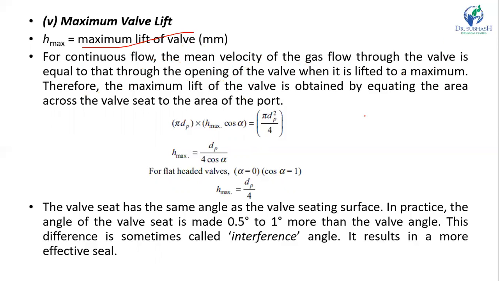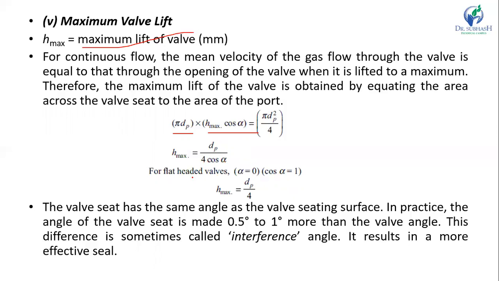So therefore the maximum lift of the valve is obtained by equating the area across the valve seat to the area of the port. The area across the valve seat is pi dp, the periphery, into h maximum cos alpha, from that figure. So h maximum cos alpha is equal to the area of the port, pi by 4 dp square. So from this equation, the maximum valve lift is given by dp upon 4 cos alpha.